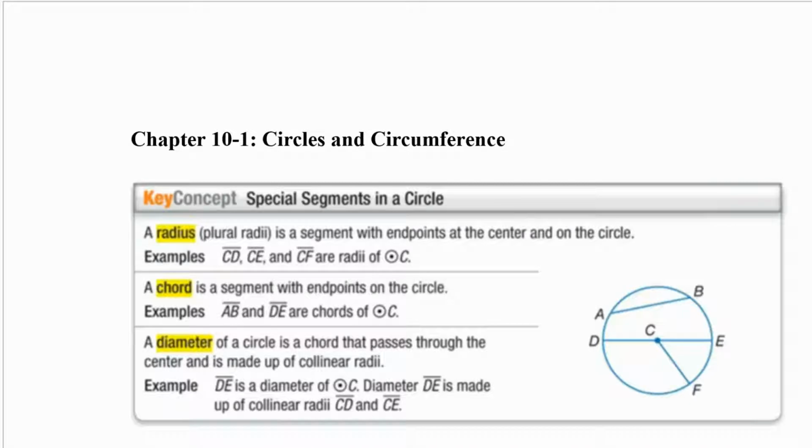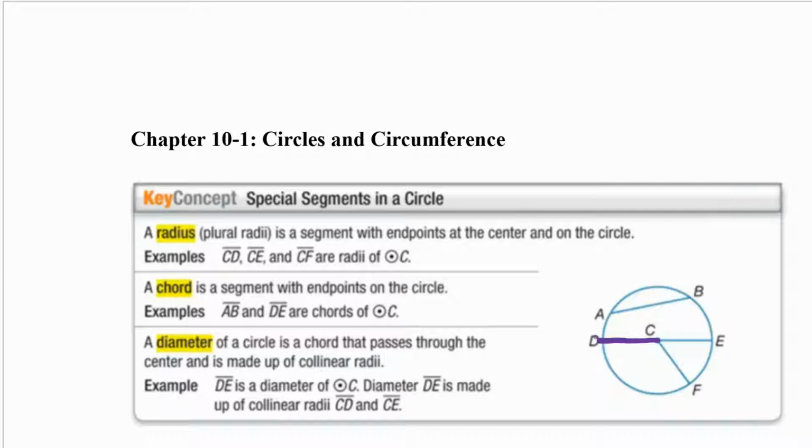Chapter 10.1 reviews basic information about circles. A radius is a segment that has endpoints at the center of the circle and on the circle. For example, CD is a radius. Radii is the plural of radius, and in this diagram there are radii CD, CE, and CF.